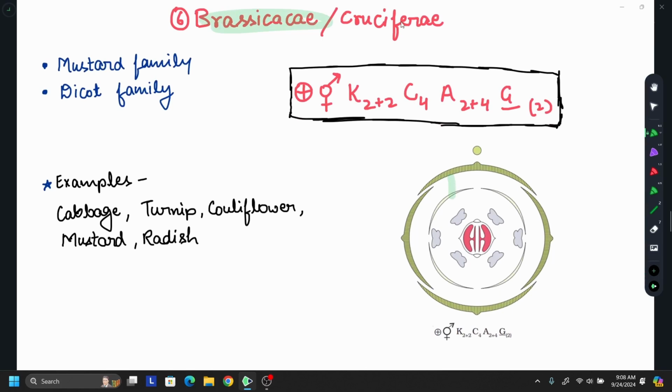The family Brassicaceae is also known as Cruciferae. It is also called the mustard family, and it is also a dicot family. We have the floral formula here. So it is actinomorphic, bisexual. Calyx or sepals are in bundles of 2, 2 plus 2. There are 2 bundles, 2 plus 2, so there are 4 total sepals.